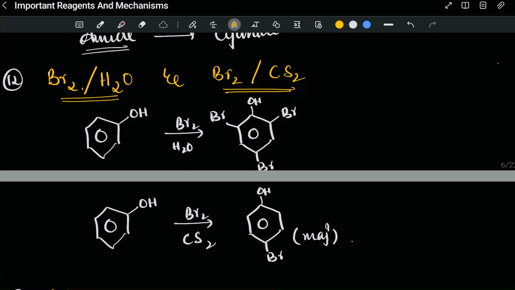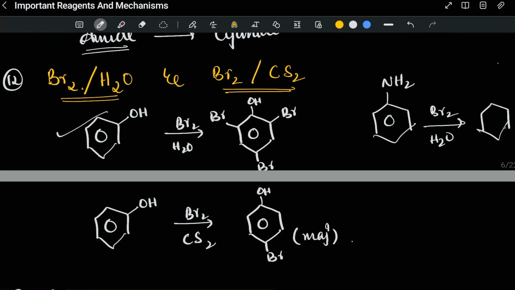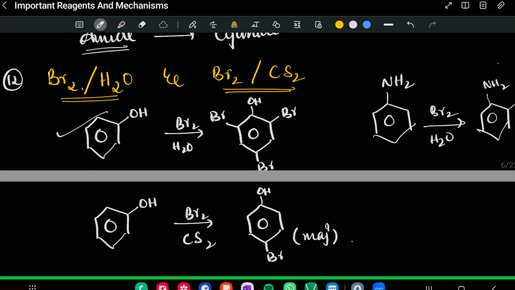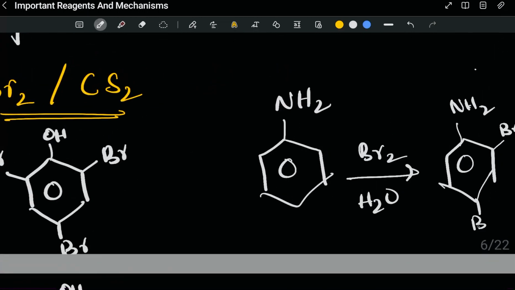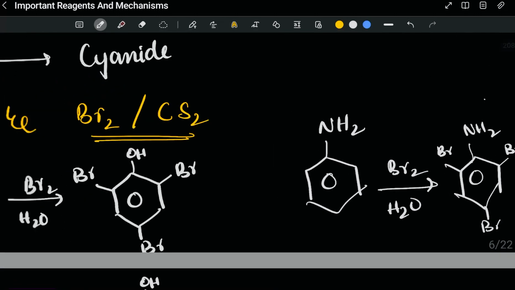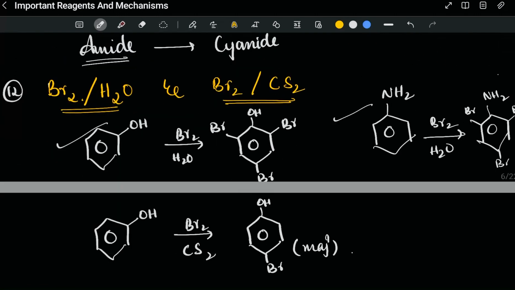Okay. Now next one, bromine water. Bromine water is a very important reagent because there are many questions using bromine water. Here I took a phenol, I can also take aniline. Whenever I use bromine water, bromine plus H2O, then I get a tribromo substituted compound like this. Tribromo substituted compound, as you can see here, from aniline or phenol.